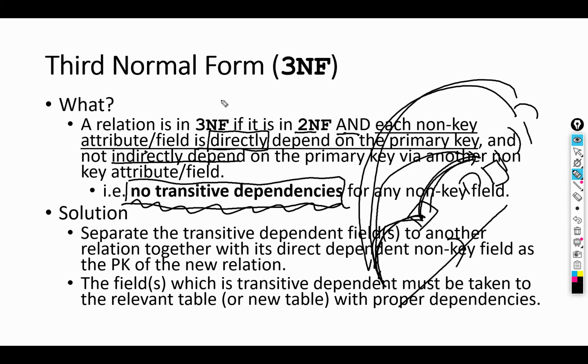How to fix it? You take that field having the transitive dependency to the relevant table.